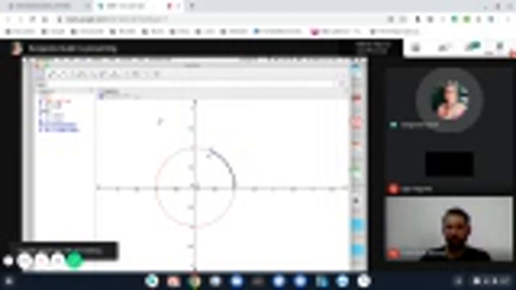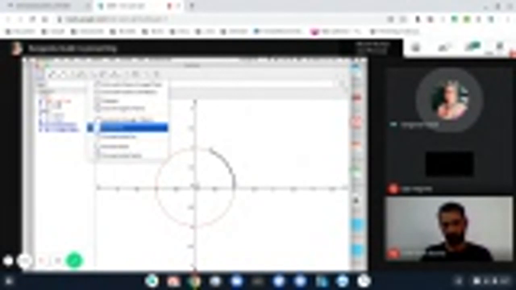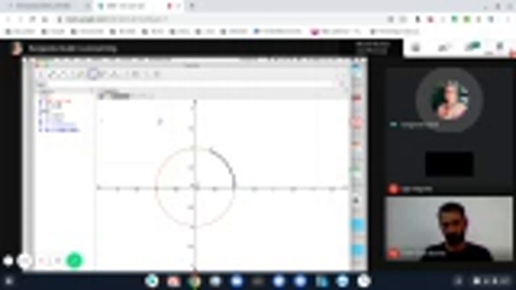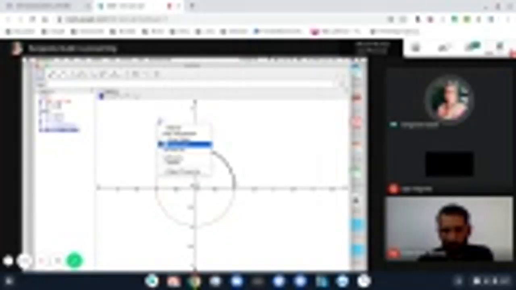If I now move this point along, you can see that the arc length is changing. So look for the circular arc. It will ask you to select the center and then the point: B, C, not C, B. Once you have that, you see an instruction something like this. Let me know if you have reached up to that point.